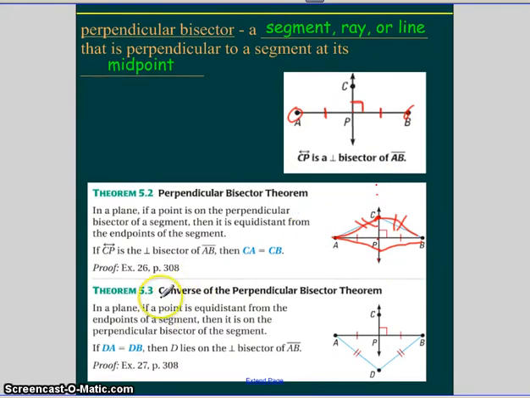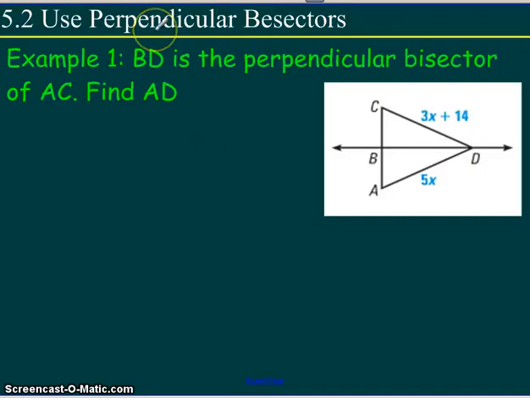Now the converse of that, remember the converse just flips the hypothesis and the conclusion. This one says in a plane, if a point is equidistant from the endpoints of a segment, then it is on the perpendicular bisector. So D here, notice that it's an equal distance from A and B, so that would mean D would have to be on the perpendicular bisector. Those are the markings that we'd have to have, and then say it was on the perpendicular bisector for that particular situation.